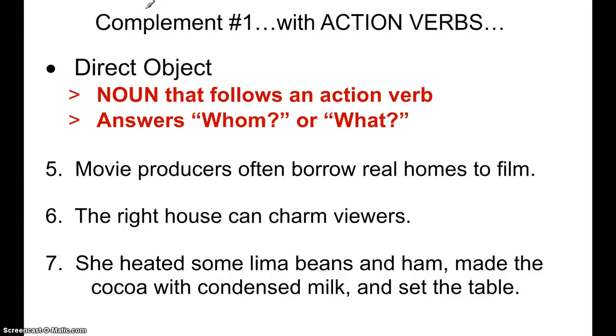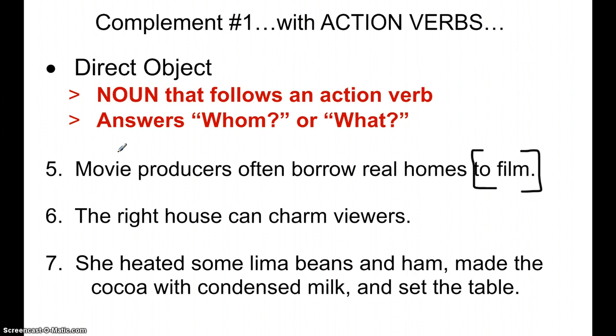And so the first thing we do when we get to a sentence is we try to figure out anything that we can get rid of, like prepositional phrases and infinitives. So if we look at this sentence, movie producers often borrow real homes to film. We look for anything we can get rid of. And I see 2 here. And so I need to decide, is to being used as a preposition? Is it talking about a noun at the end? Or is it talking with a verb, to film? And since it's a verb, we're going to use brackets to show that this is an infinitive. And now we don't have to look at that part of the sentence anymore. We're going to ignore it.